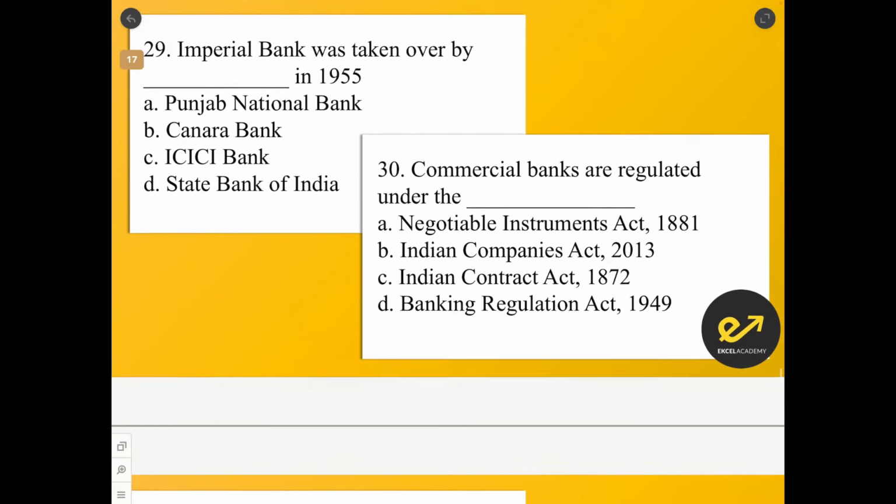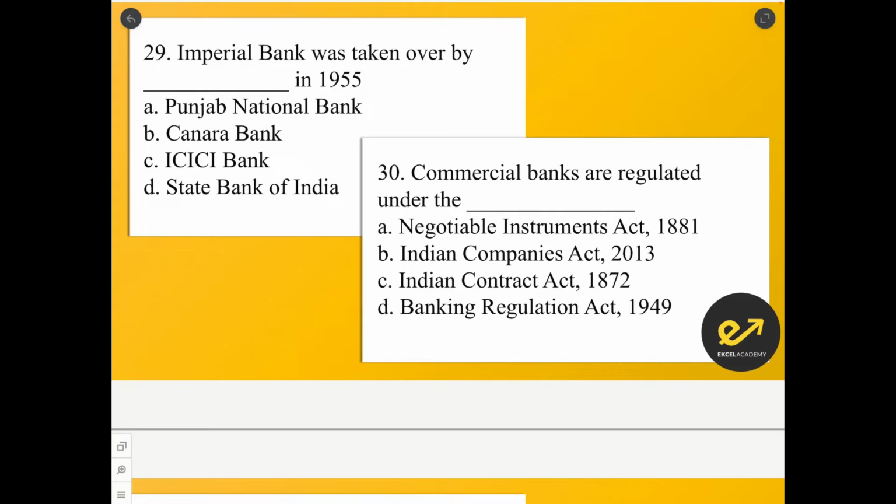Good. Question number 29. Imperial Bank was taken over by Dash in 1955. It was taken over by the State Bank of India. This is a part of chapter number 4, the financial sector. This is one of the longest chapters that we have in the whole syllabus and very, very important. A lot of questions can be expected.